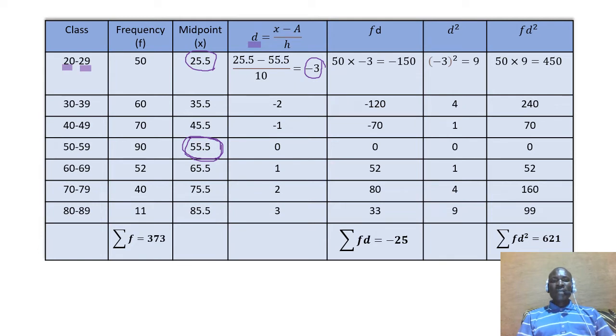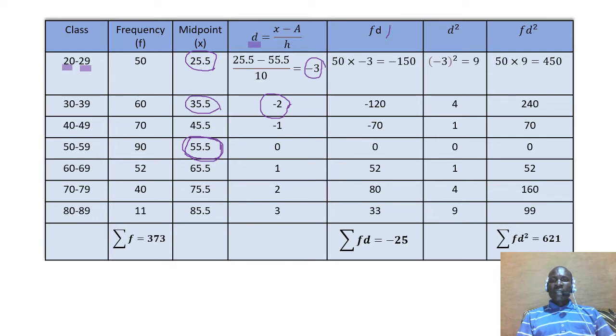We are going to use the same criteria to get this answer here. How do we do it? x minus a. x is 35.5, then minus a. A is the assumed mean we said is 55.5. Very good. You divide by h, and once you divide by h, you'll get your answer as -2. Please, let's continue. Fill this column until we get here. I've explained how we get d.